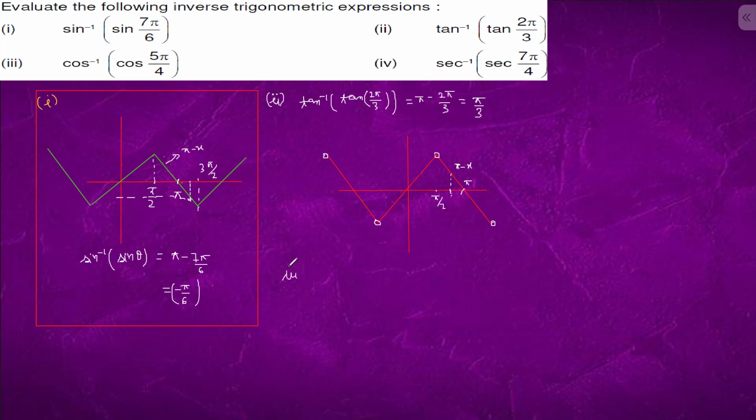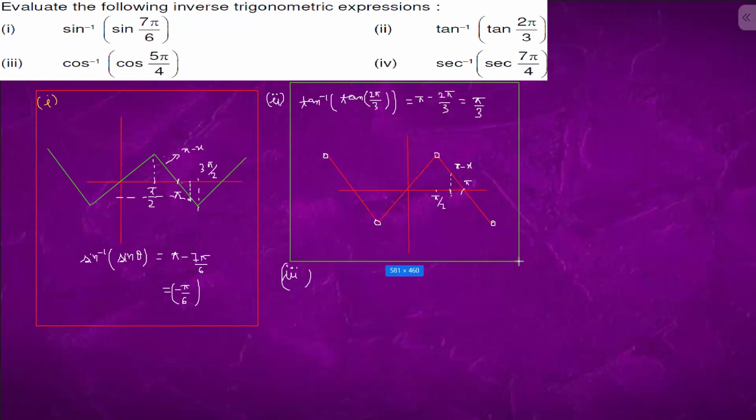Now it's time for question number 3. Question number 3 is cos inverse of cos 5 pi by 4. We'll plot it on the coordinate axis.